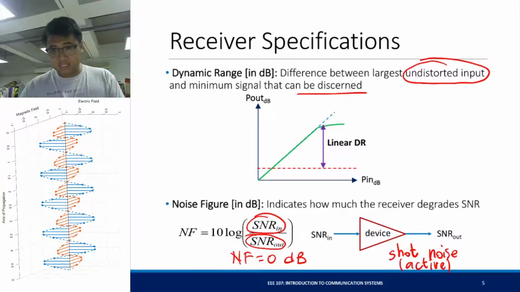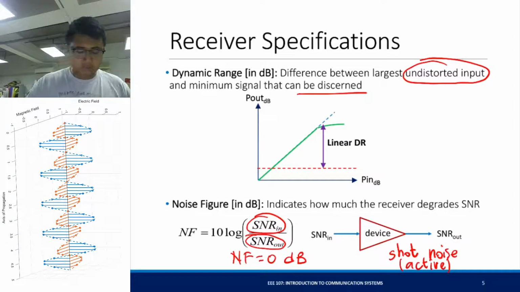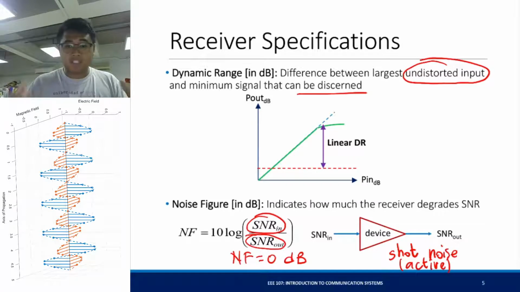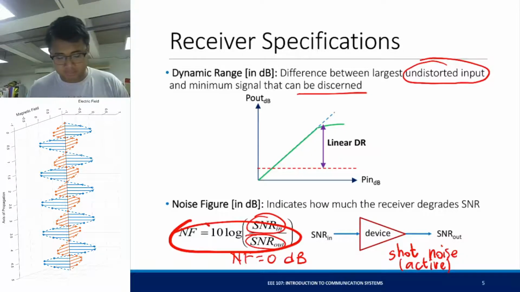Because of this, every stage of your receiver somehow degrades the SNR after you try to detect the signal. When we were discussing the effect of noise in analog communication schemes, we did not consider the physical limitations of the device. But if you're trying to design a receiver, then you should consider the noise figure of the receiver.